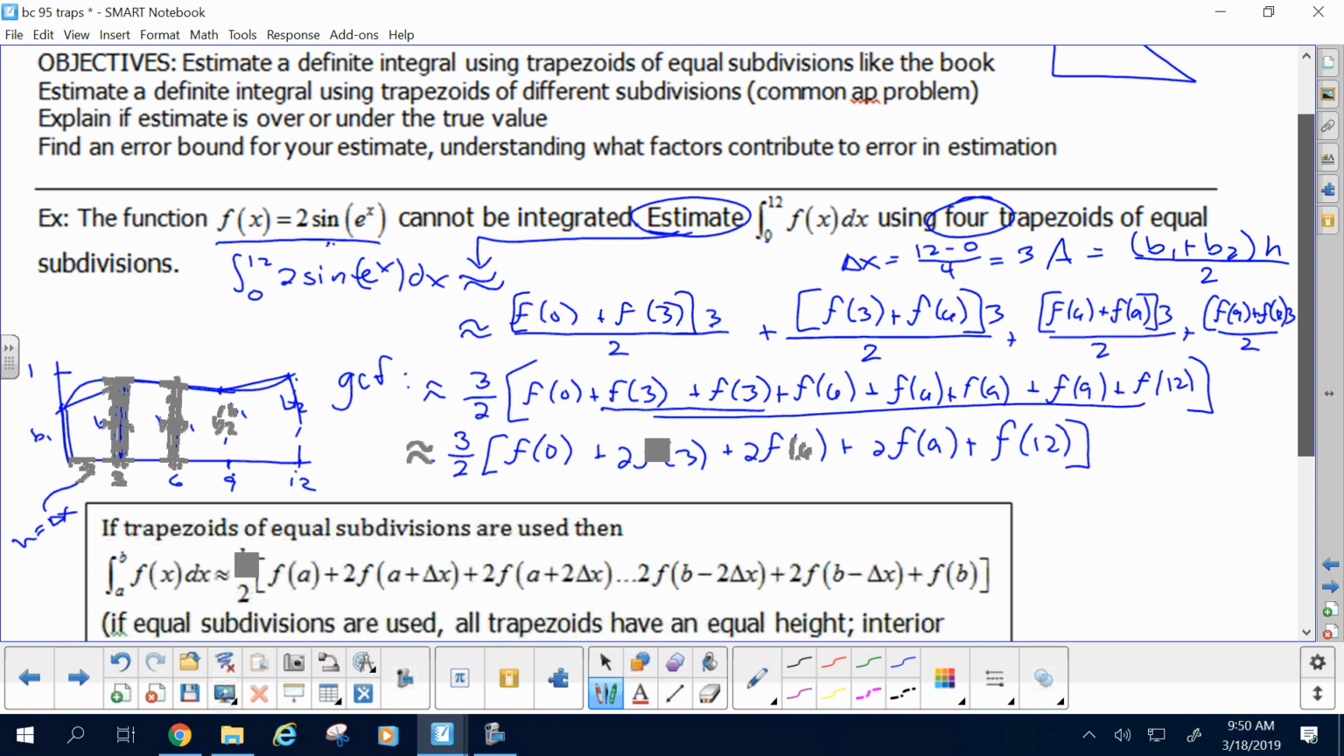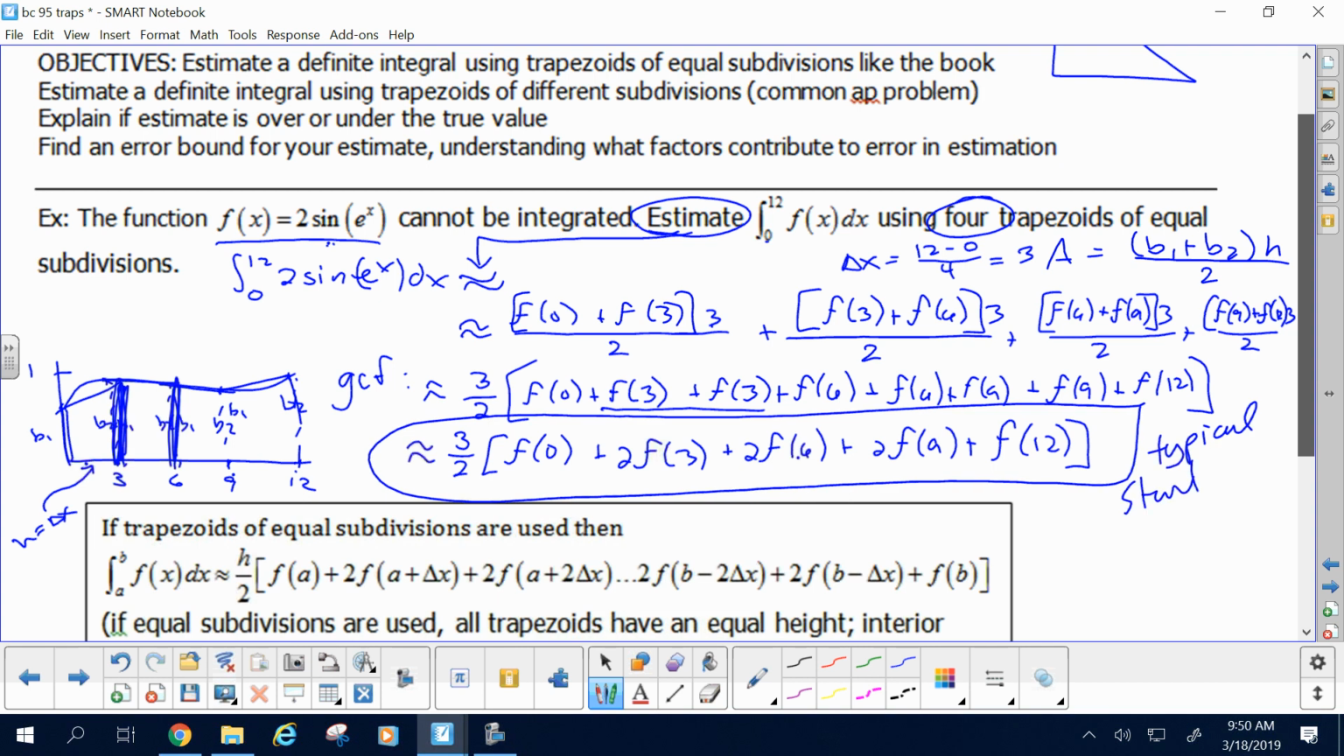This is the typical starting point. When there are equal subdivisions, you jump straight to that. All that development was for the purpose of notes so you can see where it's coming from. But in the future, you'll do that. You follow? All right.